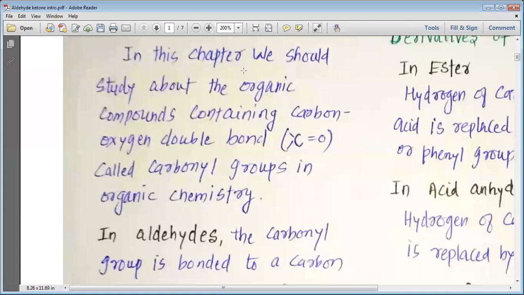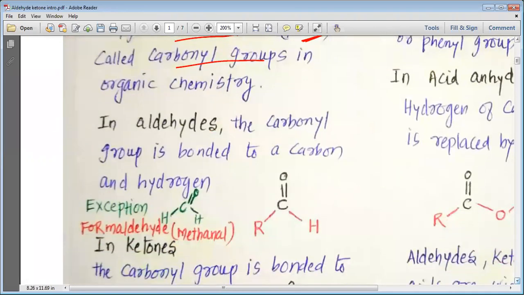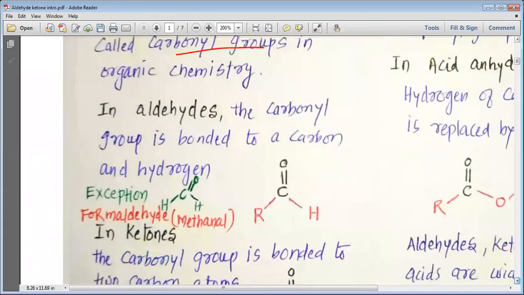In this chapter, we should study the organic compounds containing a carbon-oxygen double bond. So whatever compounds we study in this chapter will have the carbon-oxygen double bond, called the carbonyl group in organic chemistry. Now let's move on. We have a good number of compounds to study. First, we should know about the aldehydes.